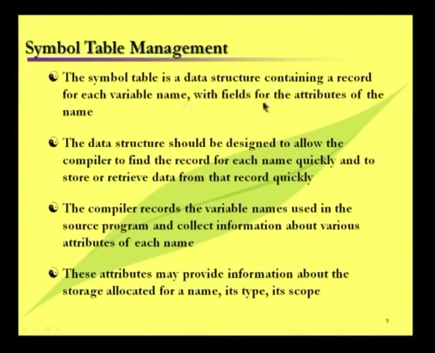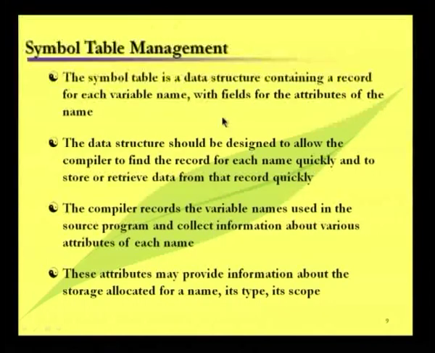So, with this we have finished the various phases of the compilation. But when we learn the phases of compilation, we must address two important things. One is symbol table management, and another is the error routines. When you look at the symbol table, what is its job? It is going to be a data structure which has a record for each variable name, with fields for the attributes and the name.